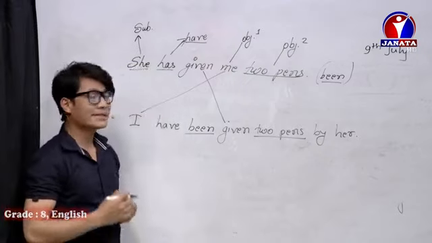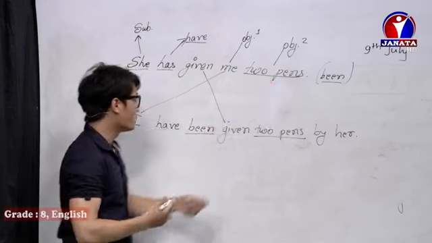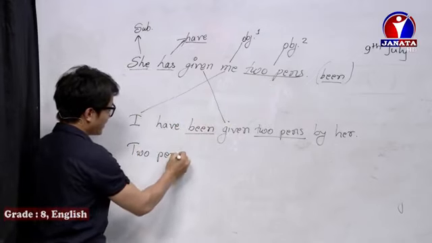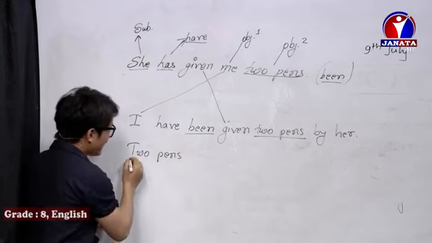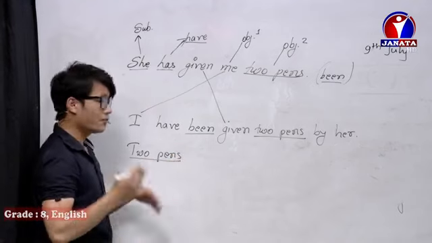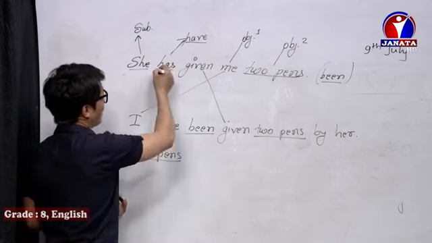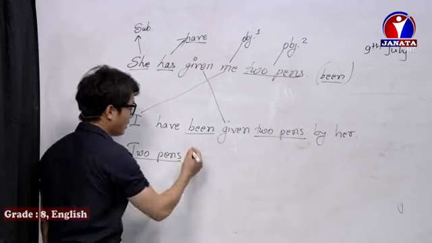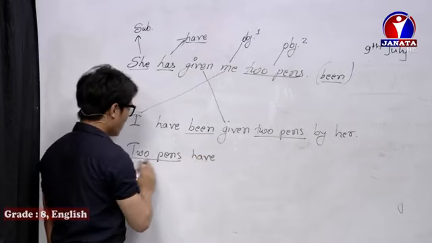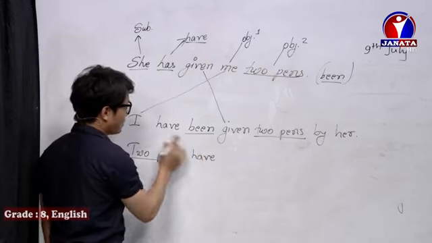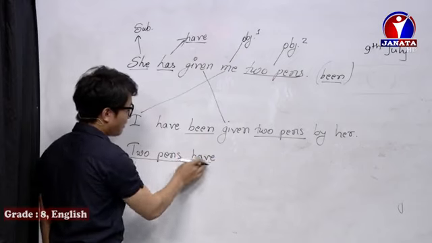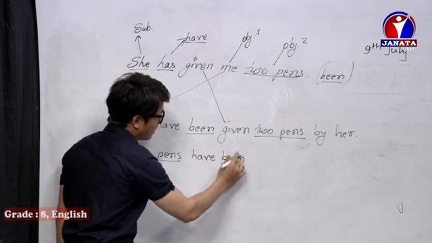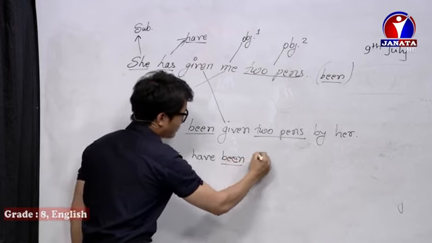Now let's try the second object. 2 pens, so obviously 2 pens come first. This is plural, and plural takes has or have. So obviously 2 pens plural takes "have". So, 2 pens have. After writing the auxiliary verb, let's write the be verb once again. 2 pens have been given.